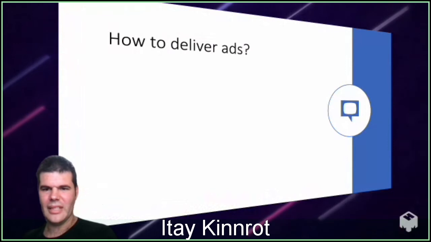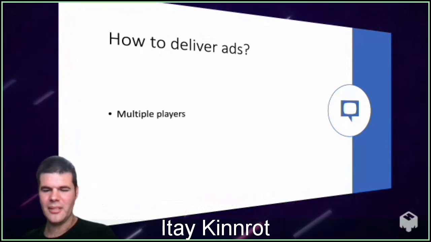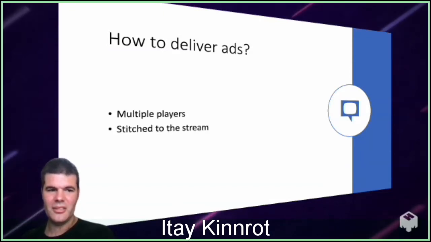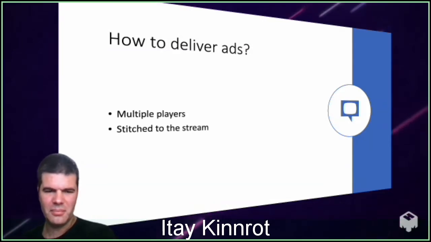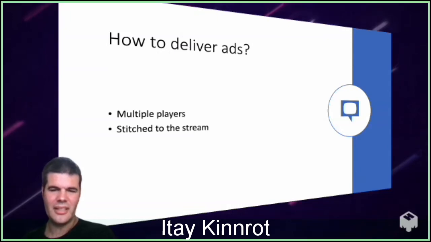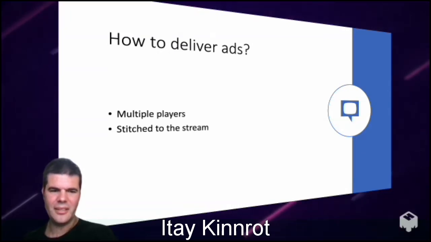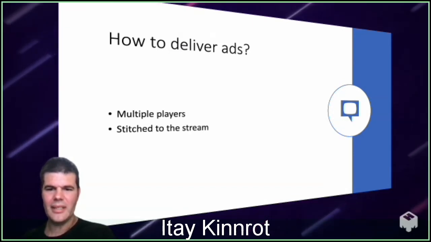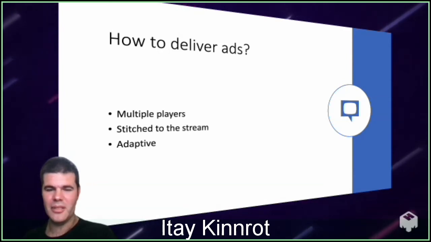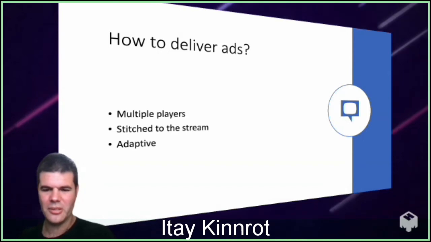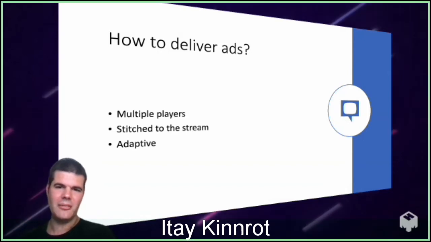So how to deliver ads? Again, multiple players. You should have multiple players and think about dual buffer, when to load the ad. There is also the possibility to stitch the ad to the stream, meaning the packager, or even the transcoder, actually gets the ads, okay, and stitches it to the stream. And I'll show it and explain it a little bit. And make sure the ad will be adaptive too. Okay, so if your video is on adaptive streaming, we need to make sure the ads are too, so you'll get the same quality and the same experience.